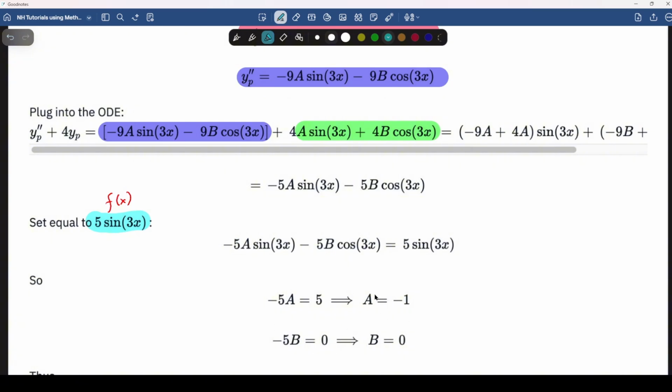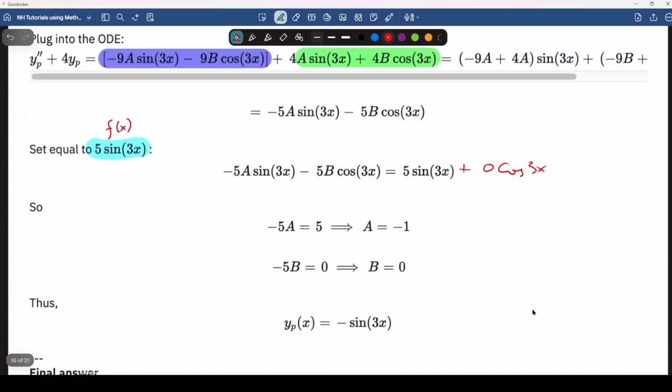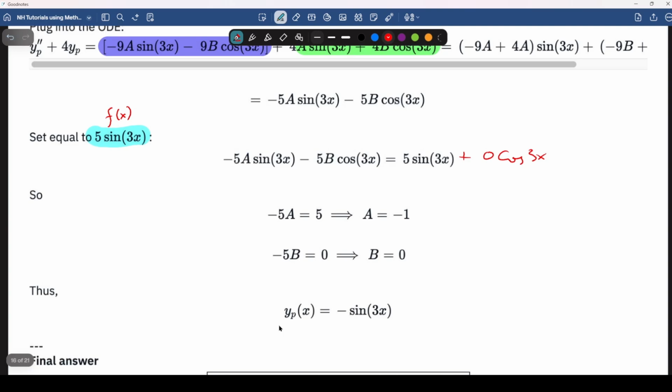And substitute the value of a to get the value of b. Actually, we don't have to. We have negative 5b cos 3x equals 0, so we have 0 cos 3x, which is 0. So 5b equals 0. It gives the value of b equals 0. So overall, our yp equals only negative sin 3x.